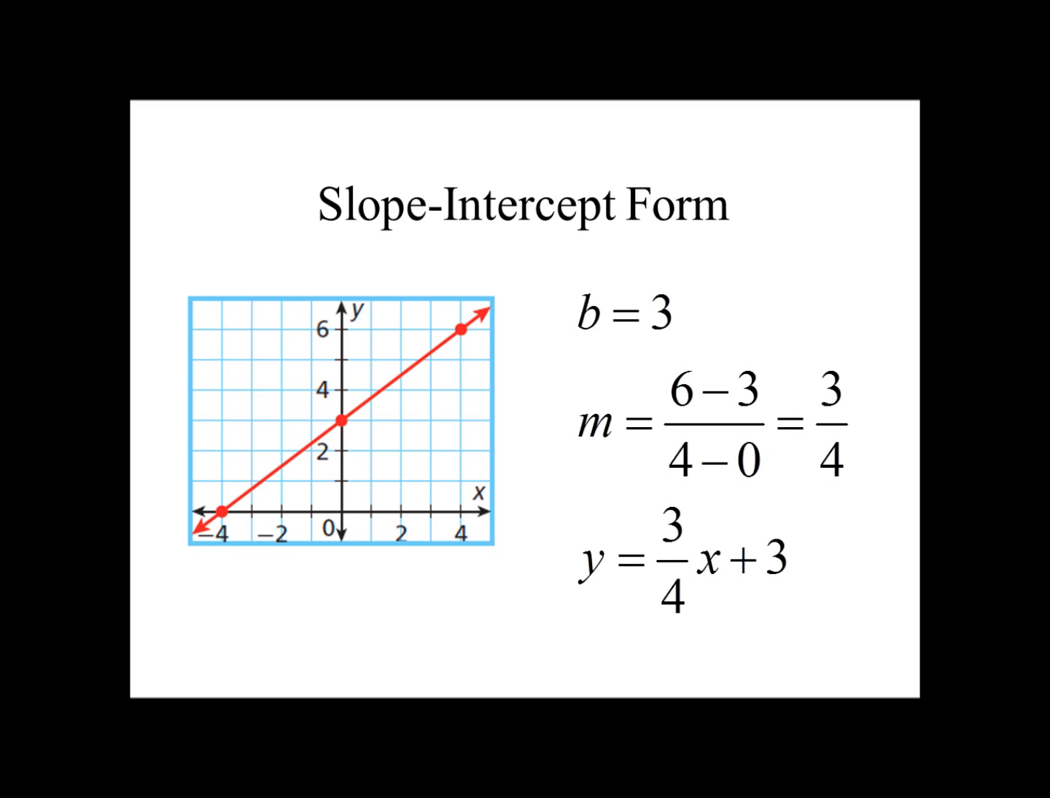Now we really want to leave slopes in fractions like this. Don't plug it into a calculator and get 0.75. Leave it as a fraction because we can use that fraction as rise over run. So we plug everything into our slope-intercept form. We get y equals 3/4 x plus 3.